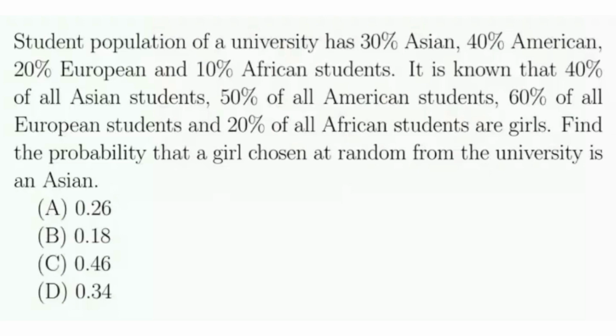That is, we are given the probability that a student is Asian, American, and so on. And also we are given the probability that a student is a girl given they are Asian, American, and so on. And we have to find out the probability that the girl chosen at random from the university is an Asian. That is, we have to find probability Asian given the student is a girl.